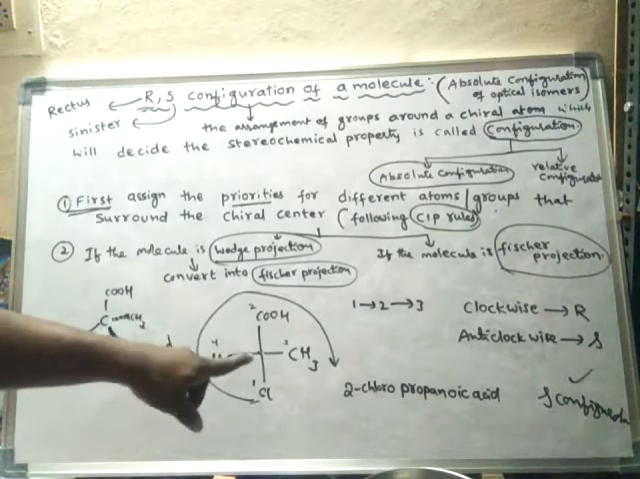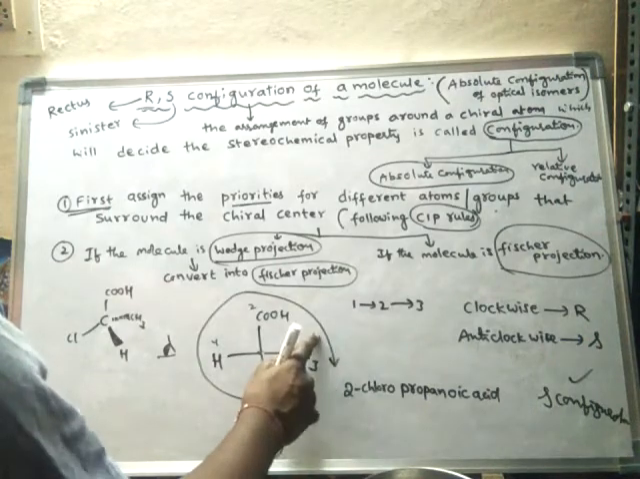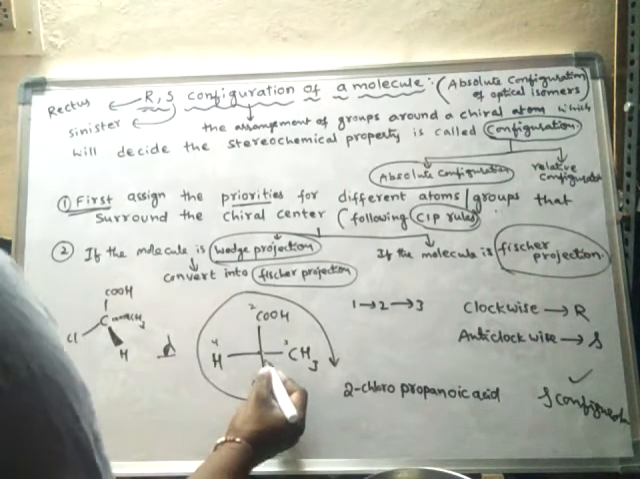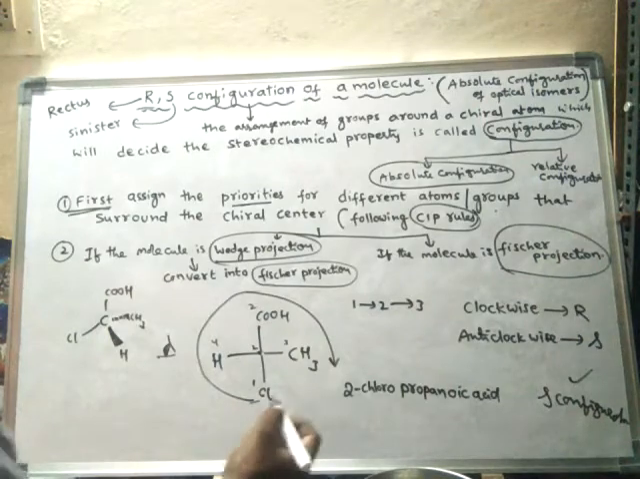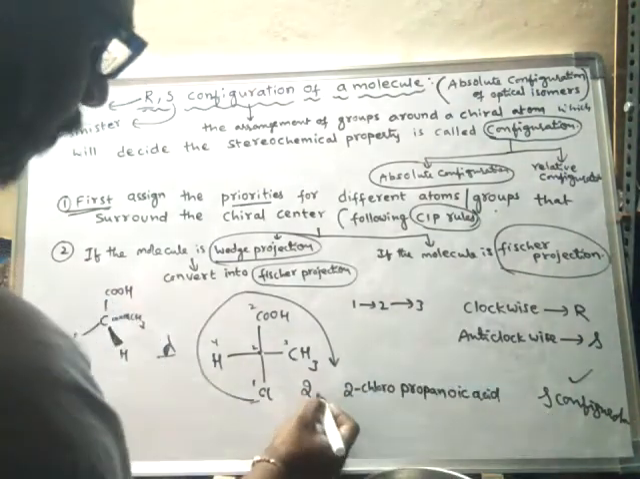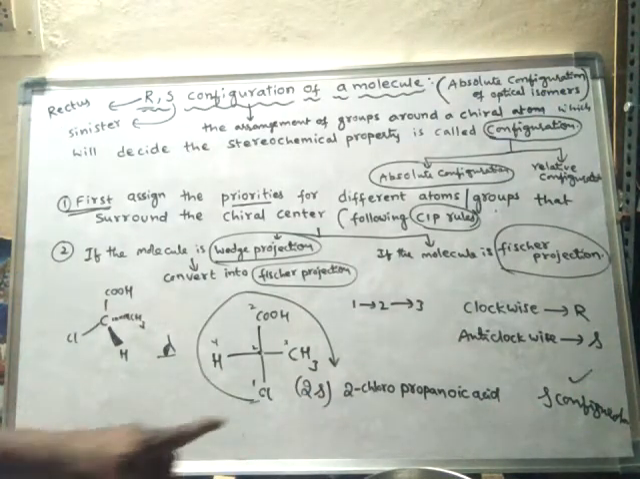But we have to mention the stereochemistry also. How do we mention the stereochemistry? By mentioning which configuration it has, either R configuration or S configuration. So here the second carbon is a chiral carbon. So we have to write it as 2S, put in the bracket. So this is the actual name of the compound.